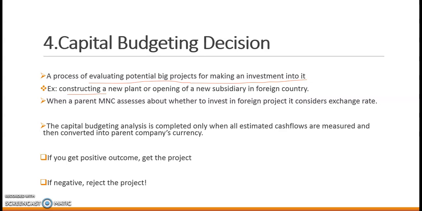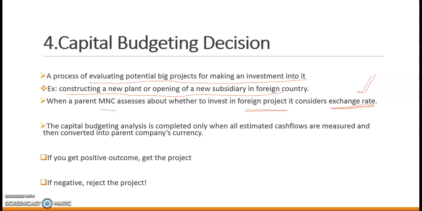For example, constructing a new plant or opening a new subsidiary in a foreign country. When any parent MNC, which is the parent company, a multinational corporation, wants to assess whether to invest in a foreign project, such as opening a new subsidiary or a new branch, it considers the exchange rate movements or fluctuations. So in that scenario, the capital budgeting decision will consider the exchange rate. Otherwise, locally you don't need to consider the exchange rate when you are operating within the country. But going broader, outside of the country, you need to consider the exchange rate.